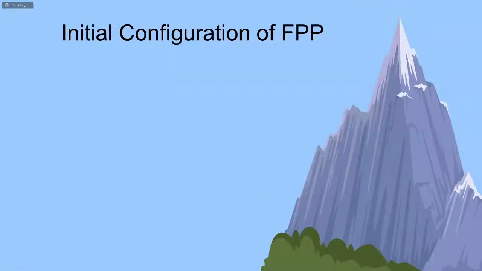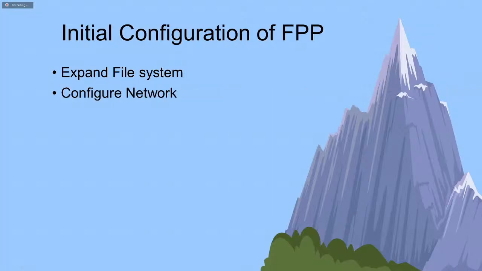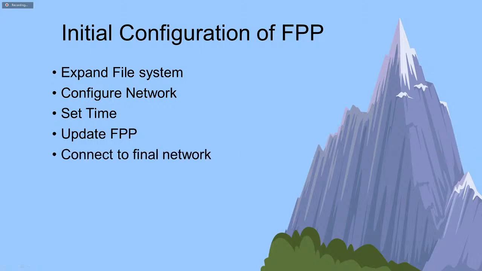Okay, so we need to complete the initial configuration of FPP so that you can use it in the show. The steps are, first you'll expand the file system, then you'll configure your network, then you'll set your time settings, then you're going to update FPP, then you're going to connect it to your final network.